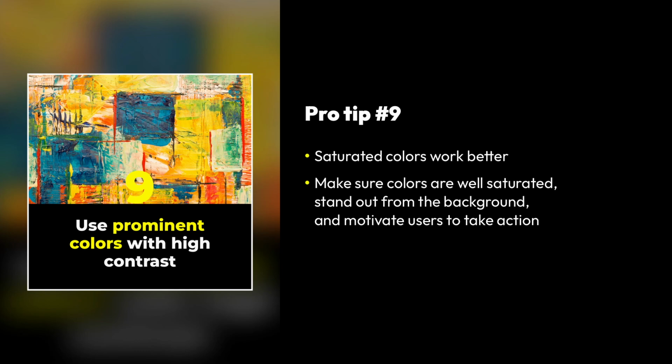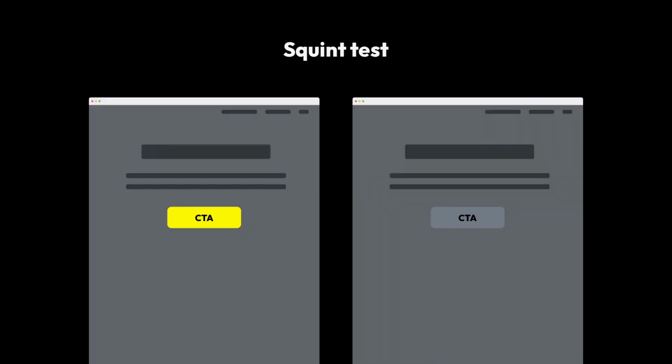And here's a great way to find out if your buttons have enough contrast. You can use the squint test. The idea is this. You take a step back, squint at the website, and see if you can still see the button. Try it out. See the difference? This is how you should design your CTA. So the squint test is a cool way to quickly find out if your CTA stands out from the background.